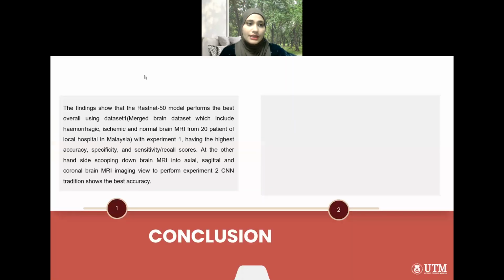For a conclusion, I can say the findings show the ResNet 50 model performs the best overall using dataset 1, which is the merged brain dataset, which includes hemorrhagic, ischemic, and normal brain MRI from 20 patients of a local hospital in Malaysia, with experiment 1 having the highest accuracy, specificity, and sensitivity or recall scores. So ResNet performs well with a larger dataset because it is kind of complex.